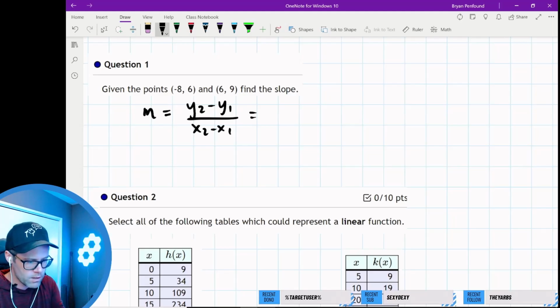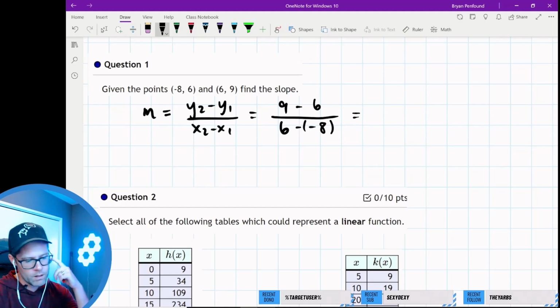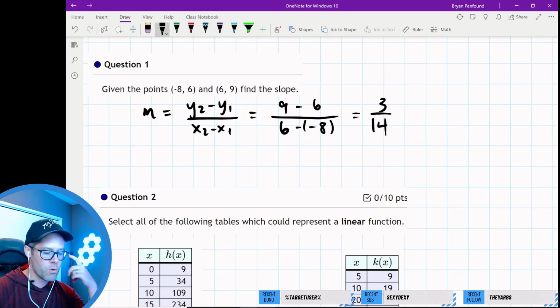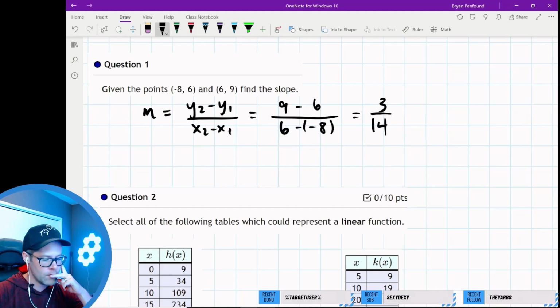So if I start with (6, 9), for example, then the y-coordinate of that point is 9, and the x-coordinate of that point is 6. And then the y-coordinate of the second point is 6, and the x-coordinate of the second point is negative 8. So here we're going to have 9 minus 6, which is 3, and then 6 plus 8 is 14. So 3/14. I think that sounds about right.